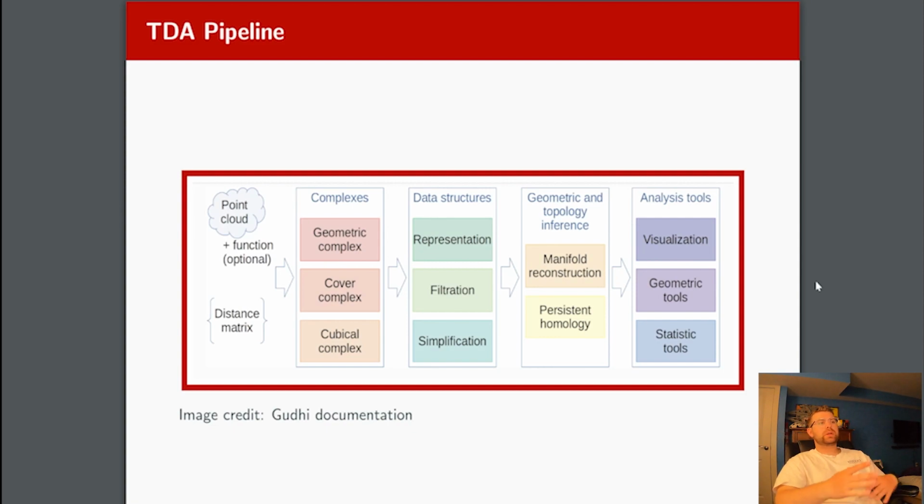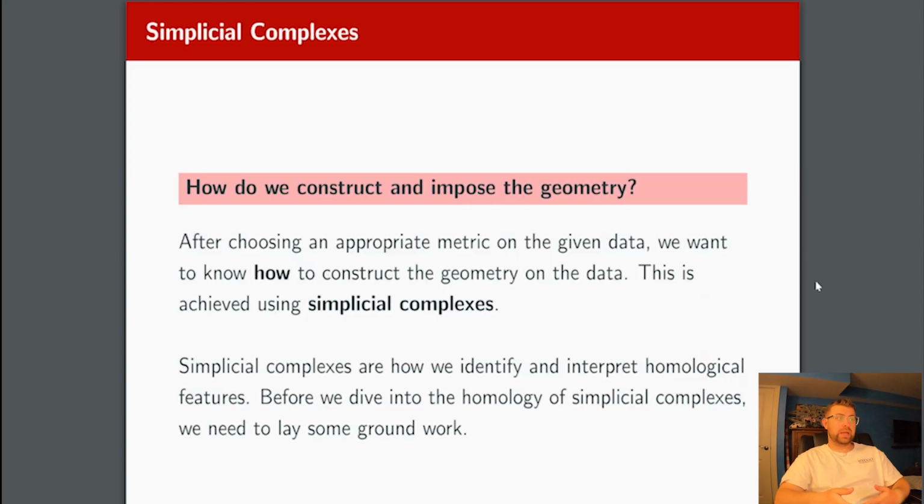Going back to that previous slide, where we talked about how we know which metric is best: assuming we have an appropriate metric, that's great. But then, how do we use this metric to actually impose the geometry on this data? This is where we're going to use something called simplicial complexes. These are a great way of identifying homological and homotopic features of discrete or continuous data. It's a great tool in algebraic topology and in data analysis in general.